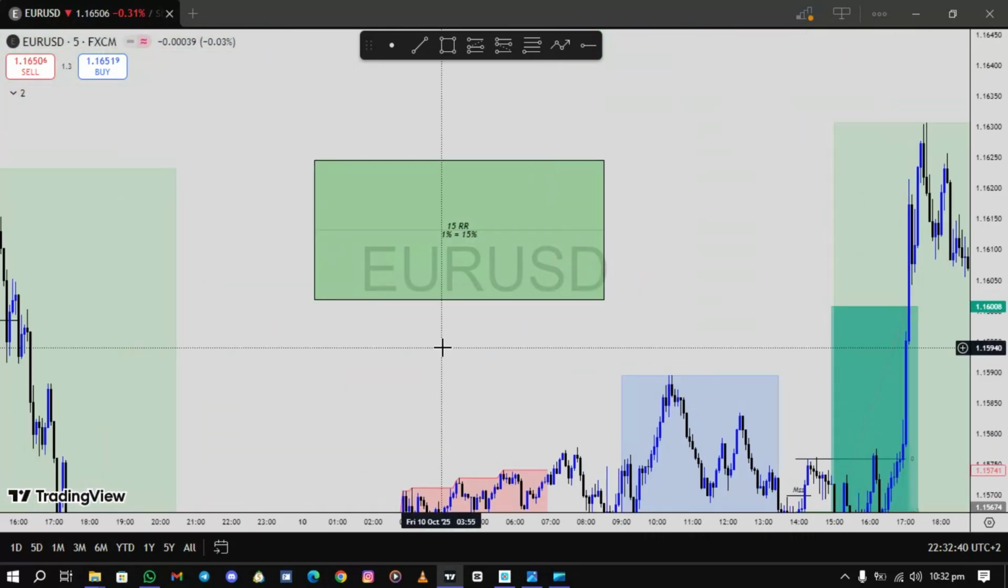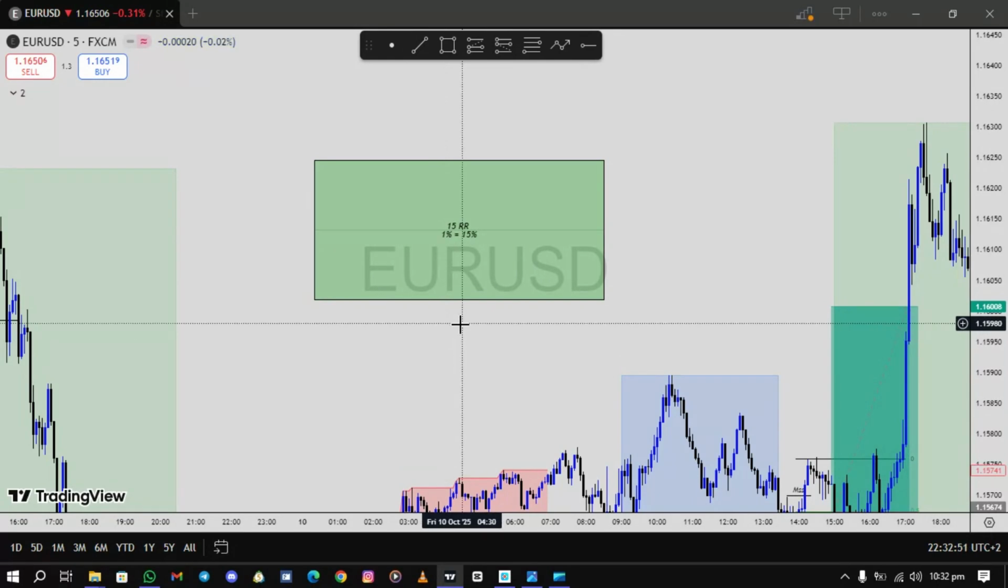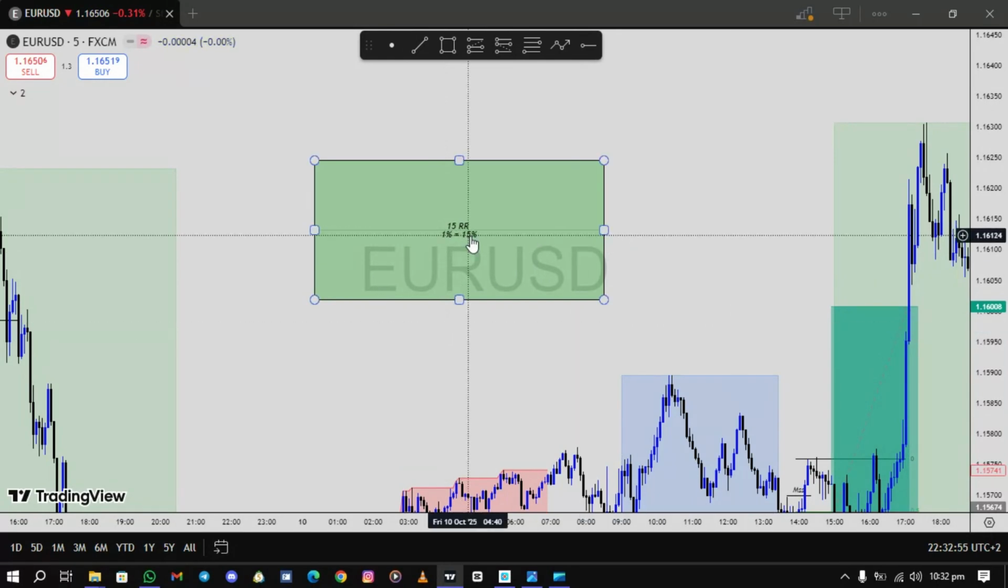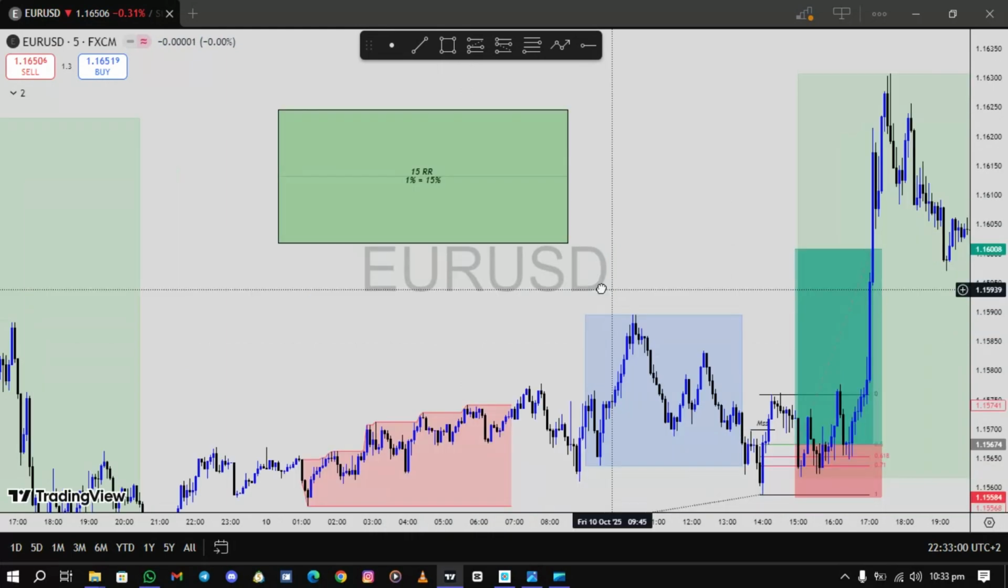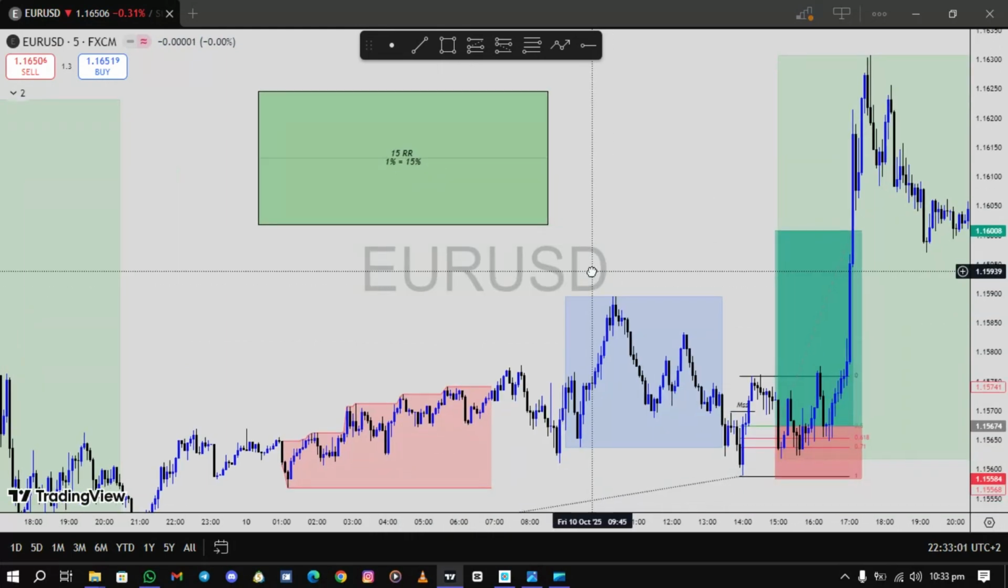For this week, we got about close to a 15 RR on the setups we took. We didn't have a losing trade for the week. So if you were risking 1% on your account, you'll definitely be up 15%. So yeah, these are trade breakdowns of the trades that we took last week.